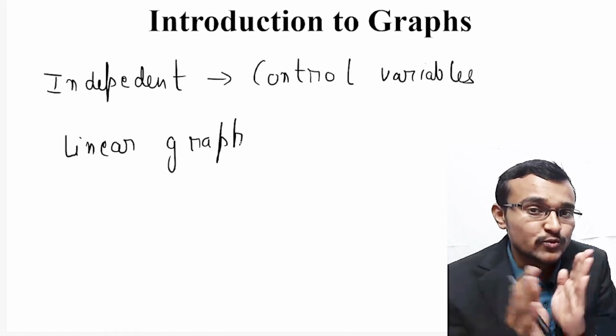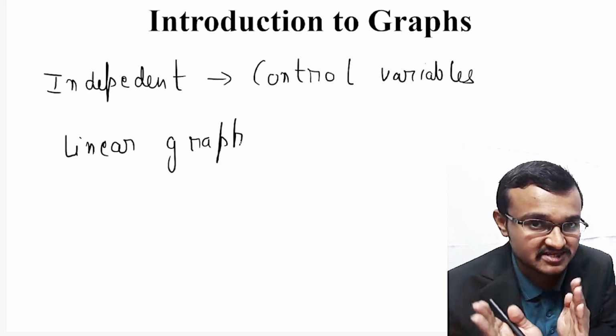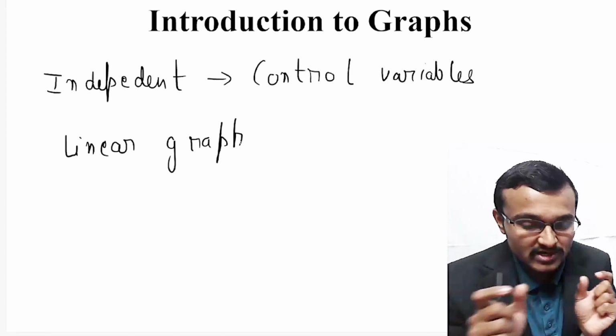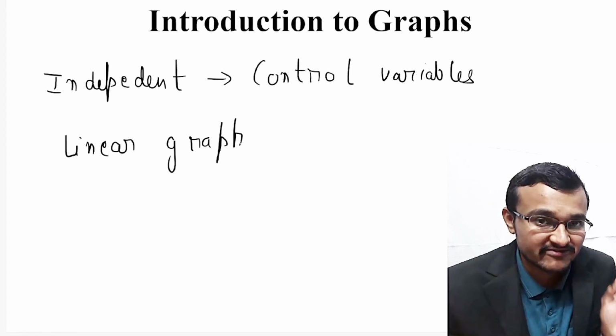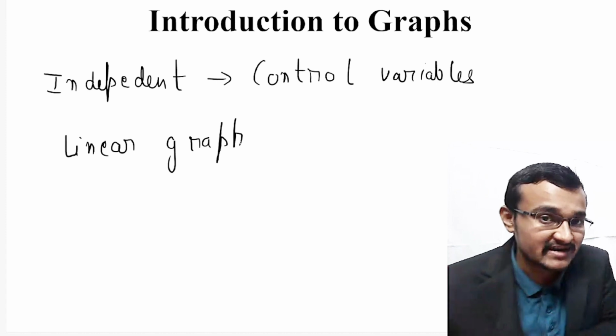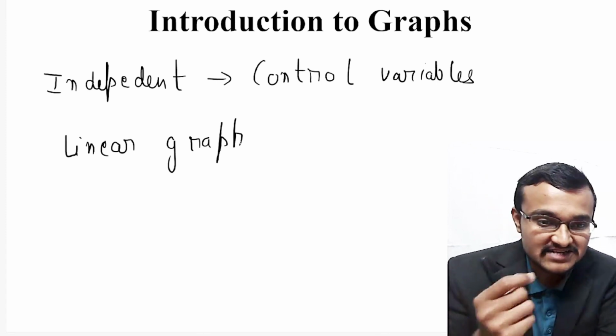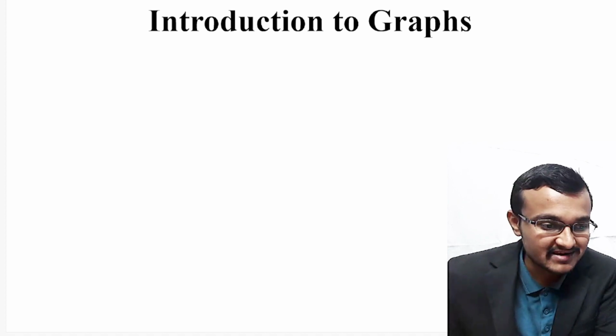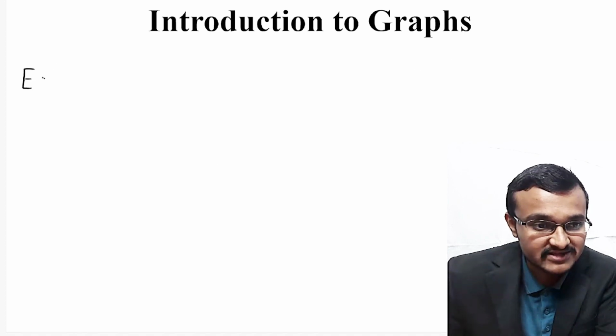So when two variables are directly proportional to each other, and if they are linear in trend, that means in an equal interval of one particular independent variable, there is an equal interval of variation in the dependent variable as well. So that is actually given by a linear graph. Here we will be learning what a linear graph is, with an example.